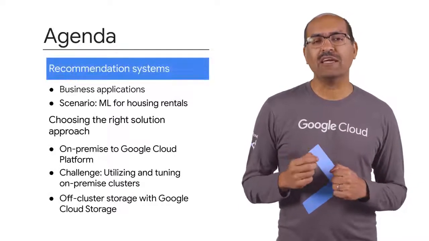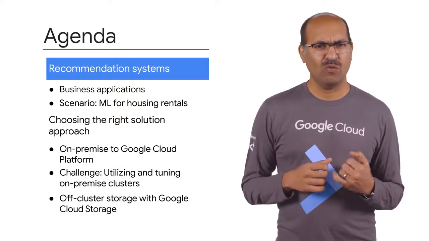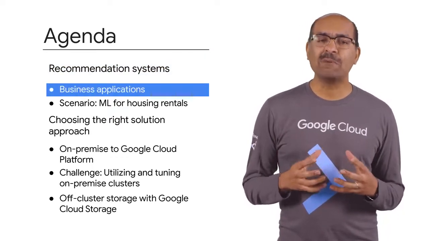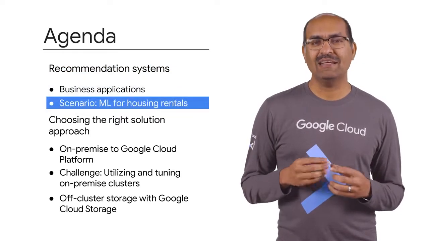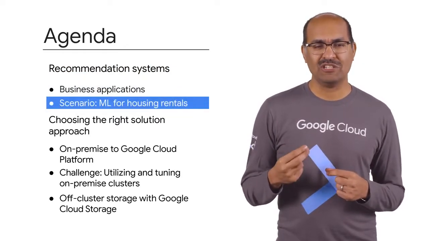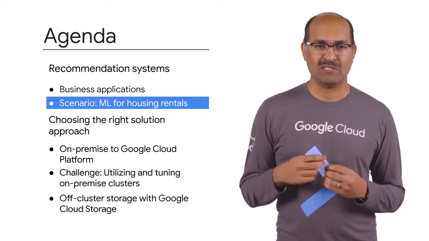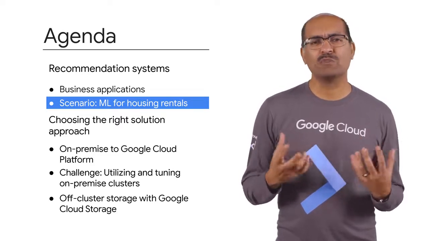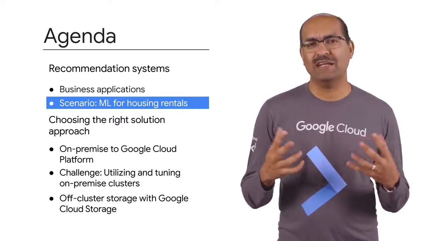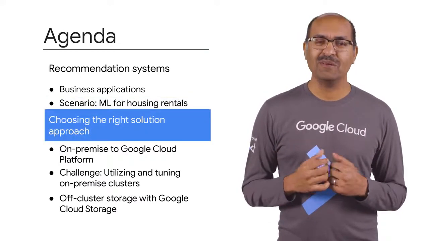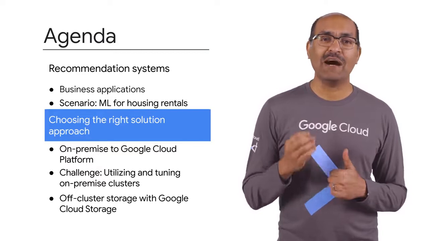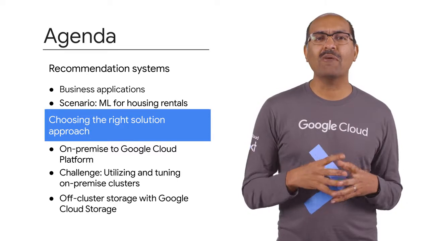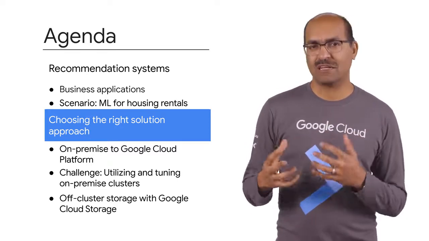We'll start out talking about recommendation systems, what they are, what business applications they power, and consider a typical scenario. In this case, that is product recommendations using machine learning for recommending rental houses. Let's say that our data science team is familiar with Hadoop and Spark and they've already built a recommendation system. Our mission, which we have chosen to accept, is to migrate this existing recommendation system that our team has built from on-premises cluster to the cloud.